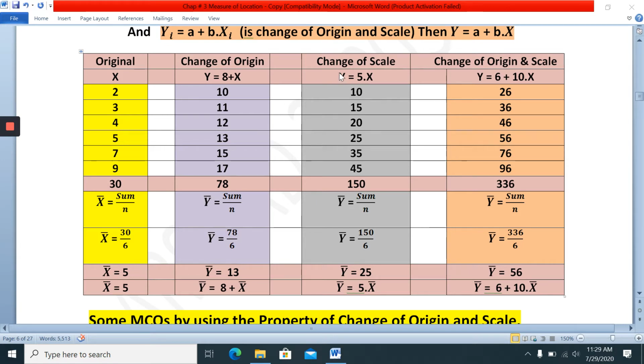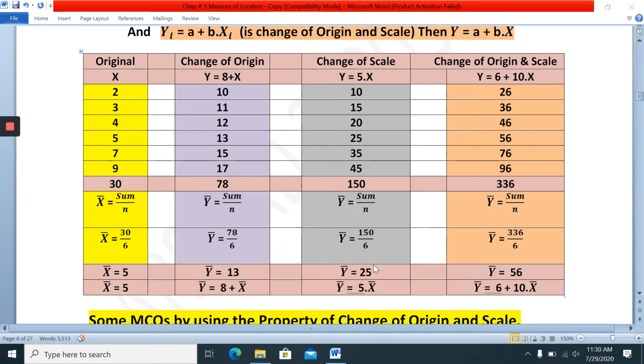So how will we get y bar? Y bar is equal to 5 times x bar. This is the property. From this variable, y becomes y bar, 5 times x becomes 5 times x bar. So how to get the y bar answer? Just multiply 5 with x bar. So x bar answer is 5. So 5 times 5 is 25. So this 25 is our mean y bar according to the property.